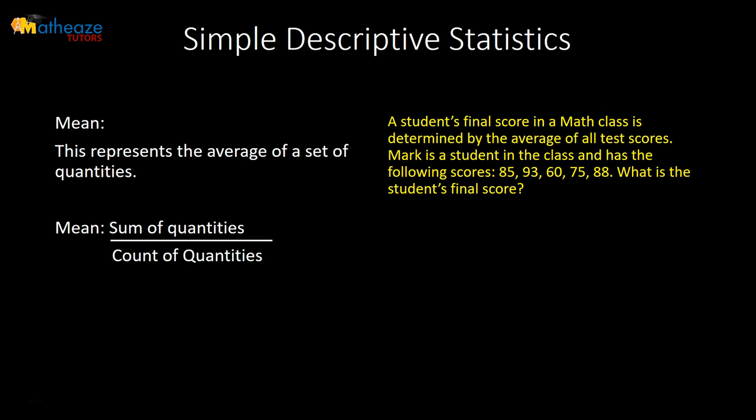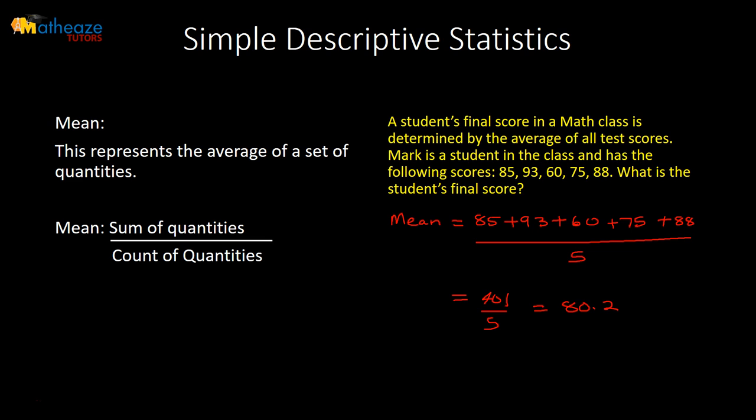Second example, a student's total score in a math class is determined by the average of all test scores. Mark is a student in the class and has the following scores: 85, 93, 60, 75, and 88. What is his final score? So we have the mean is going to be 85 plus 93 plus 60 plus 75 plus 88, and we divide that by 5. This is going to give us 401 divided by 5, which is 80.2. So this student's final score in the math class will be 80.2%.